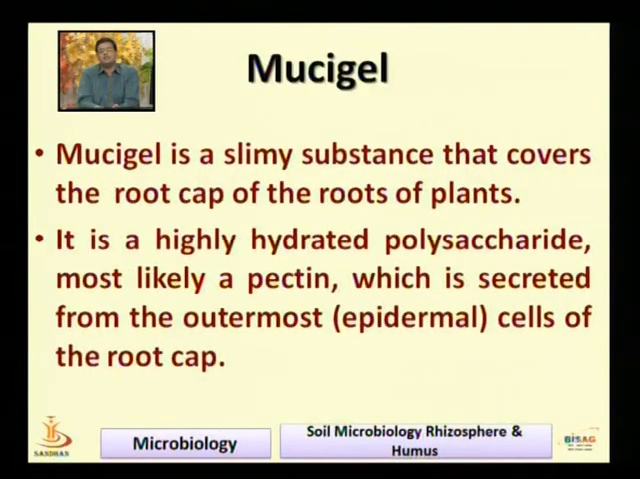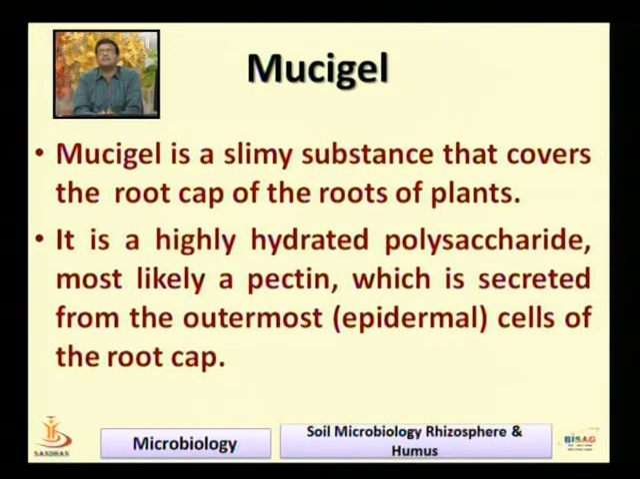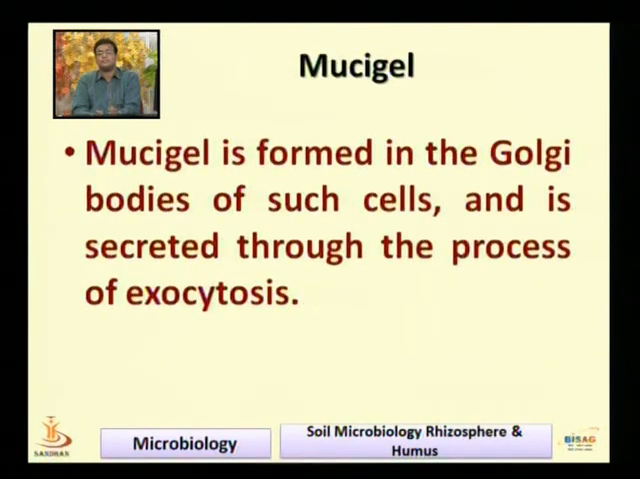This is mucigel. Mucigel is a slimy substance that covers the root cap of the plant. Generally it is a hydrated polysaccharide, and most likely it is made up of pectin, which is secreted from the outermost epidermal cells of the root cap. Now, why is it formed, and what is the importance of this mucigel from the plant anatomy point of view? We will discuss that right now.